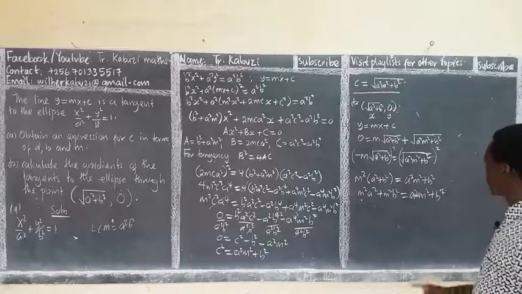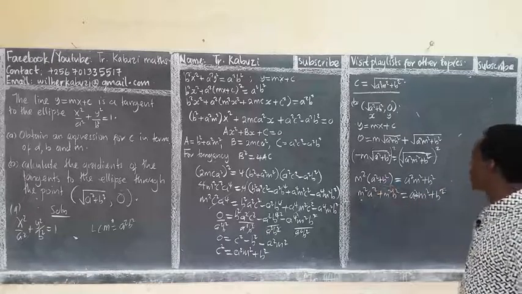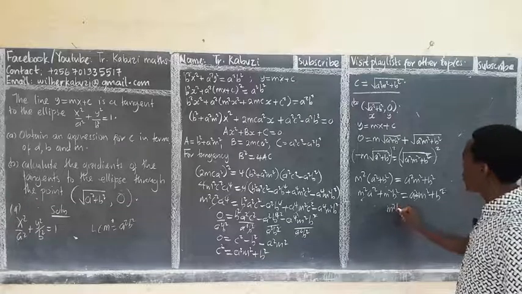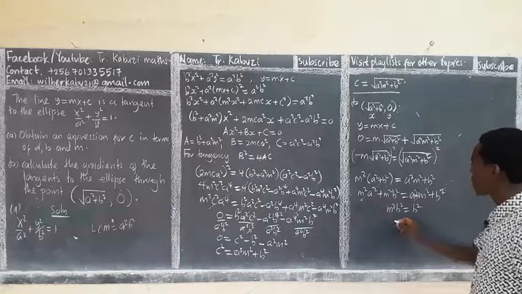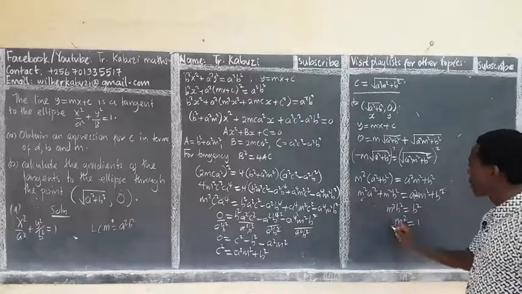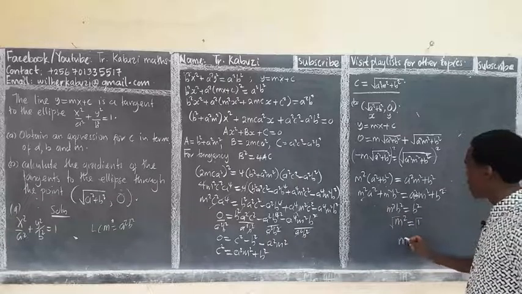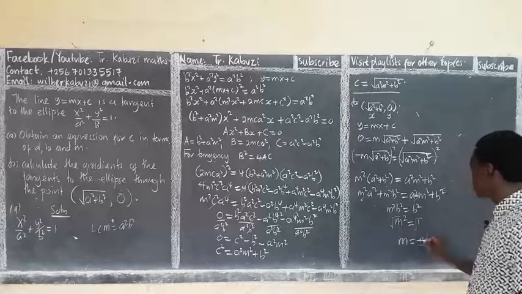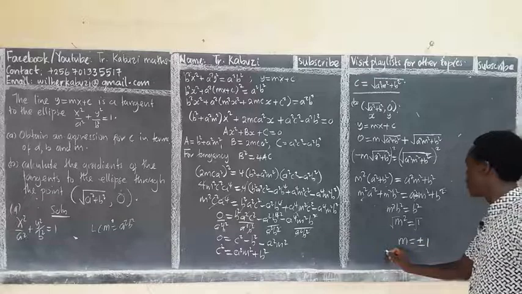What do you see? You can see that this cancels with this because they are the same. So I'll be having m squared b squared equal to b squared. Divided through by b squared, my m squared will be 1. Take the square root on this side, then the square root on this side. So my m will be plus or minus 1. So that is the gradient. I mean, those are the gradients of the two.